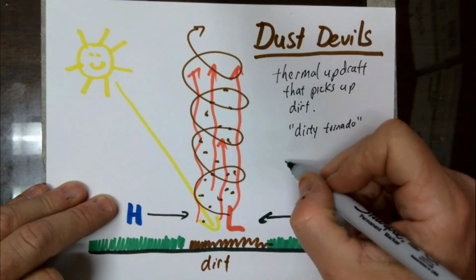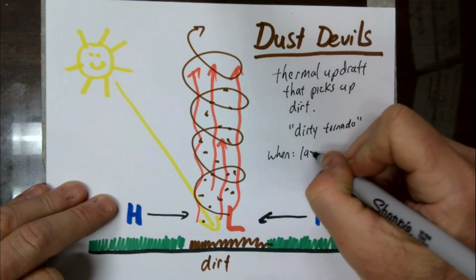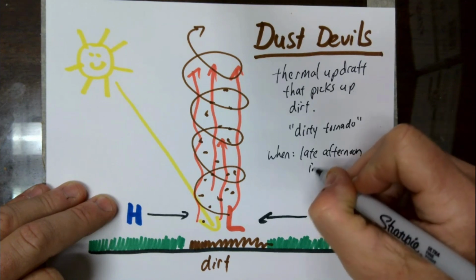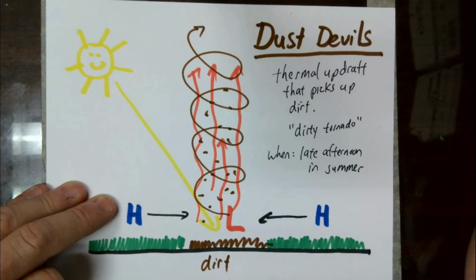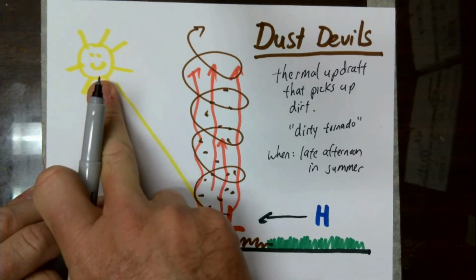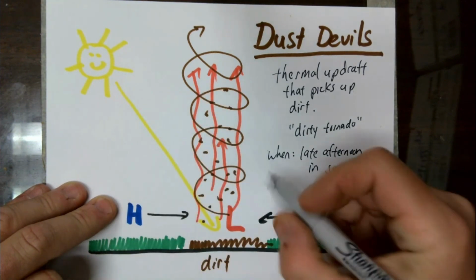When are these things going to happen? Typically, late afternoon in the summertime, because that's when the ground has gotten hot enough. You don't see dust devils in the morning because the ground hasn't gotten hot enough to make that thermal updraft yet. You typically don't see them at night because once the sun goes down, we cut off the energy for that air to rise.